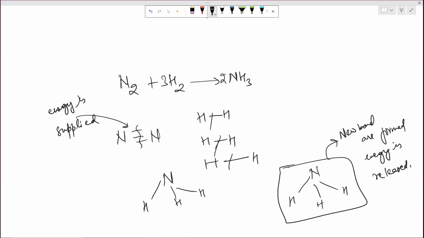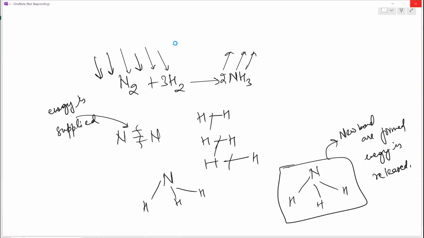So you need to keep in mind one thing: if in a reaction the energy given to break the bonds is more than the energy released during the formation of new bonds, then we will say that this is an endothermic reaction. If more energy is released than given, it is an exothermic reaction.